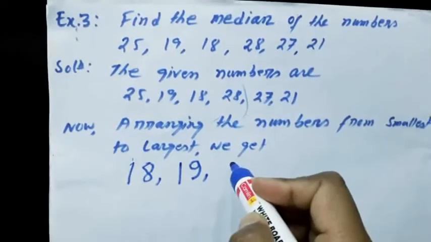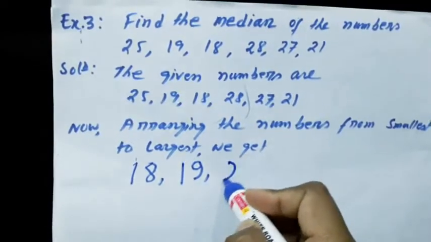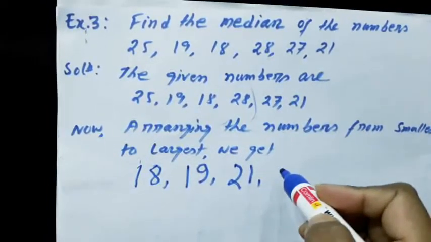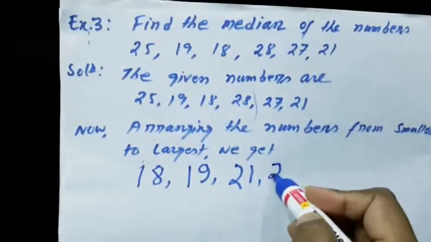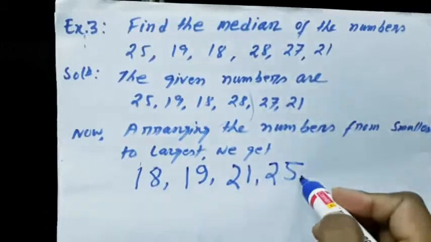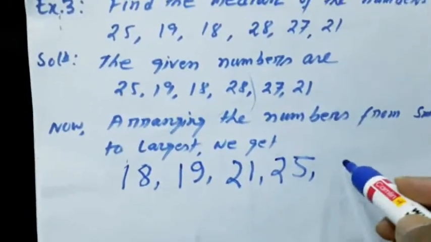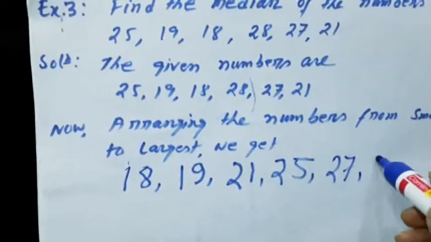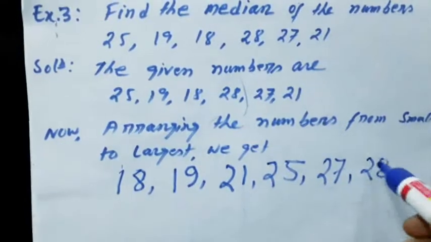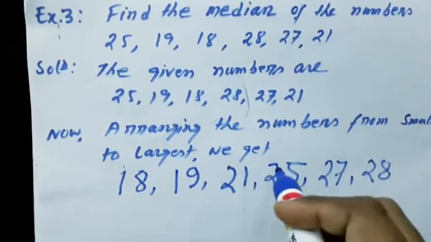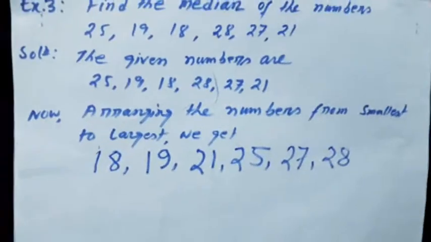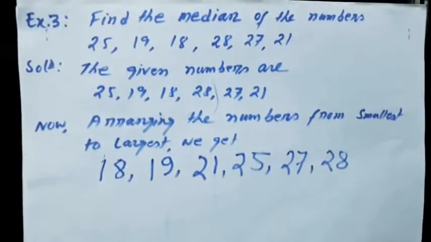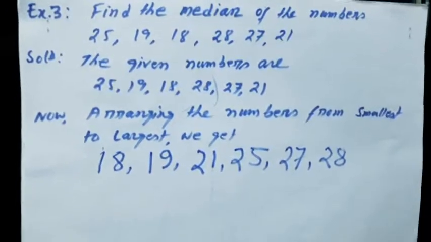Then 21, then 25, then 27, then 28. Okay, how many numbers are there? 1, 2, 3, 4, 5, 6. Okay, now here we have an even number of observations. Now we'll see how to calculate the median of this type of observations.